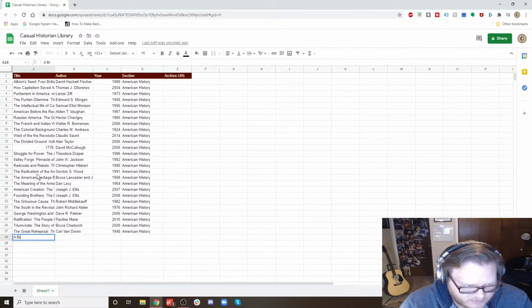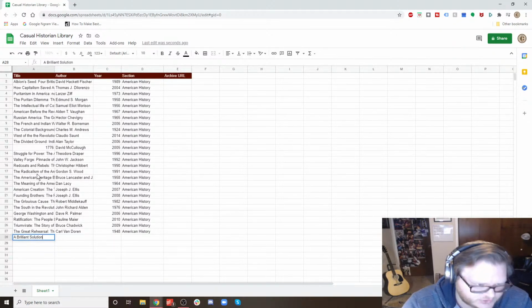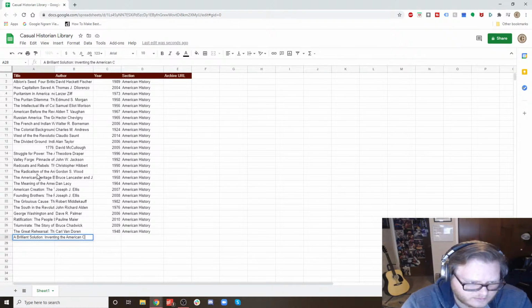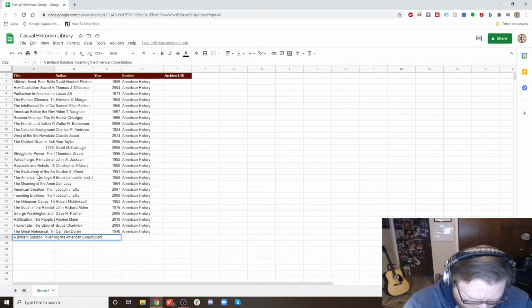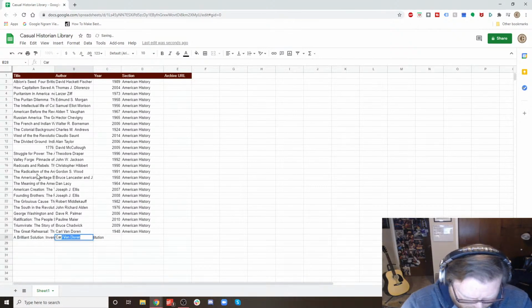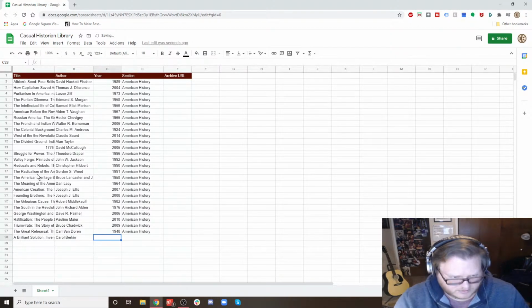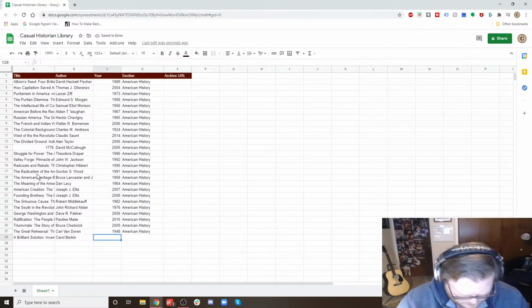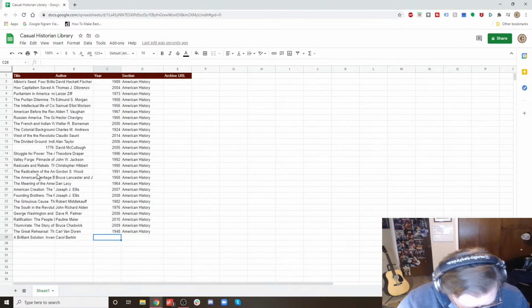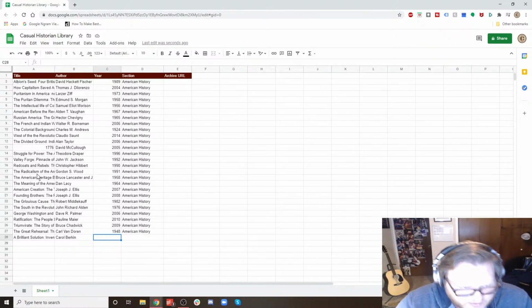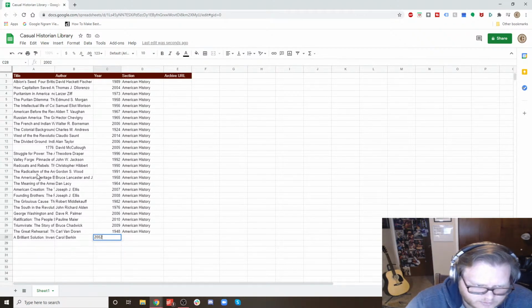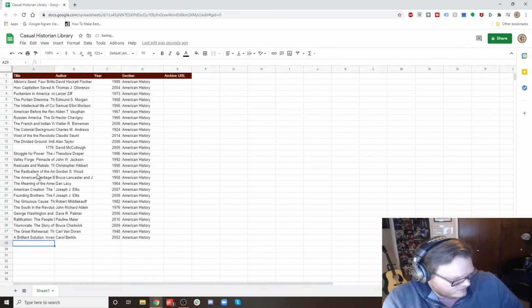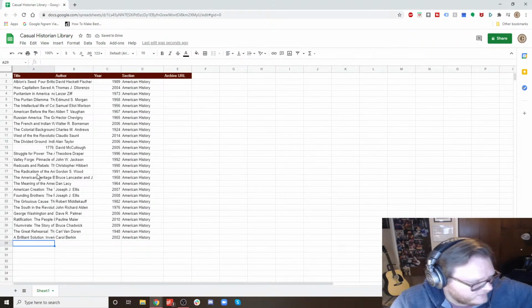And A Brilliant Solution, Inventing the American Constitution by Carol Berkin. Published in 2002. All right, that's the first shelf. So I need to go put these books back on the shelf and pull out another one.